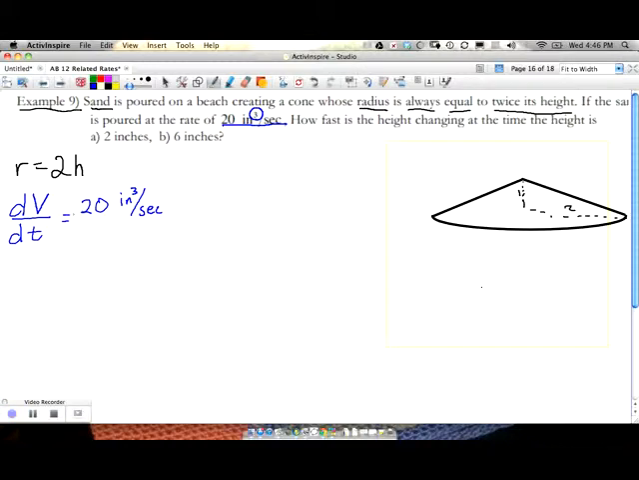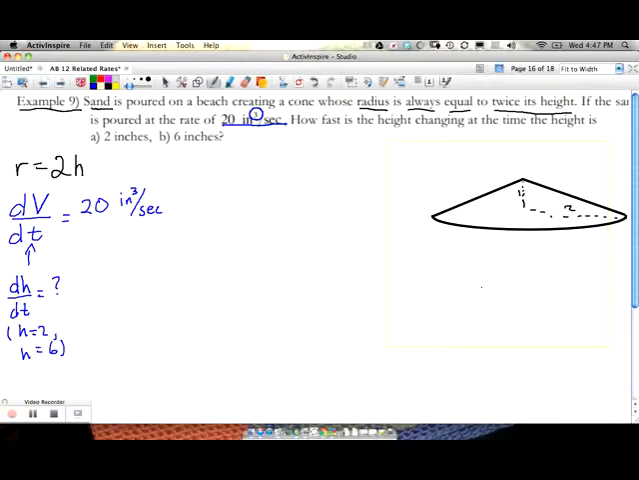Rate equals 2h. And now this dV dt is also my other big clue. It says how fast is the height changing? So we want to know dh dt, that's our question. It equals what? And we're going to be checking it when h equals 2 and when h equals 6.